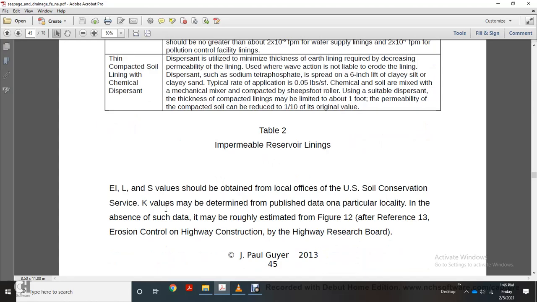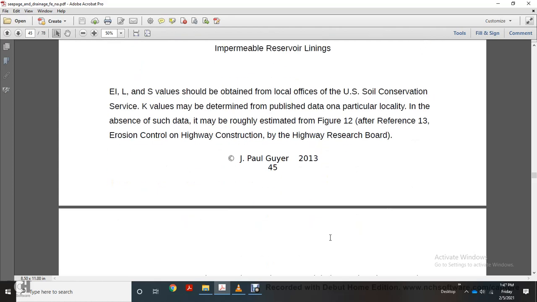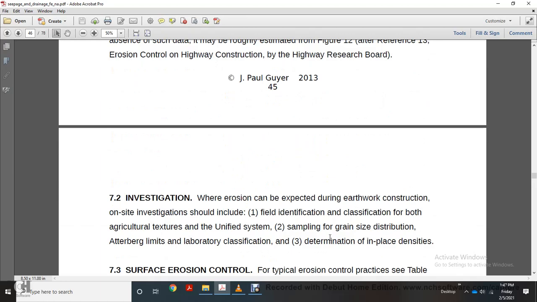The EI, K, L and S values should be obtained from the local office of the Soil Conservation Service, with values determined from published data particular to the locality. In the absence of such data they may be roughly estimated with Figure 12, after reference 13, Erosion Control on Highway Construction, Highway Research Board.